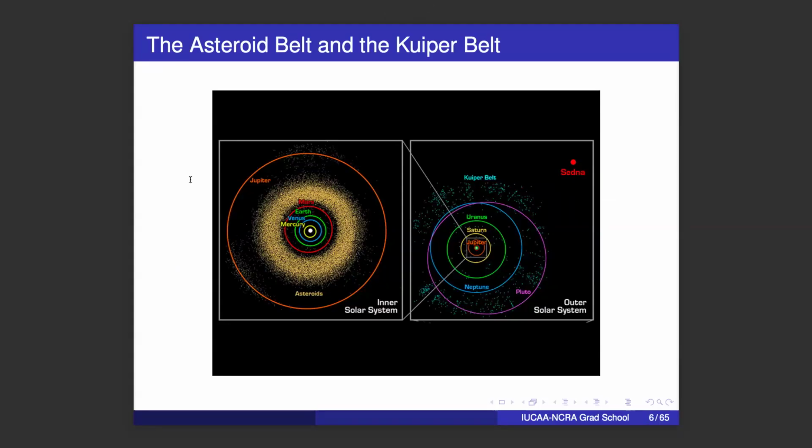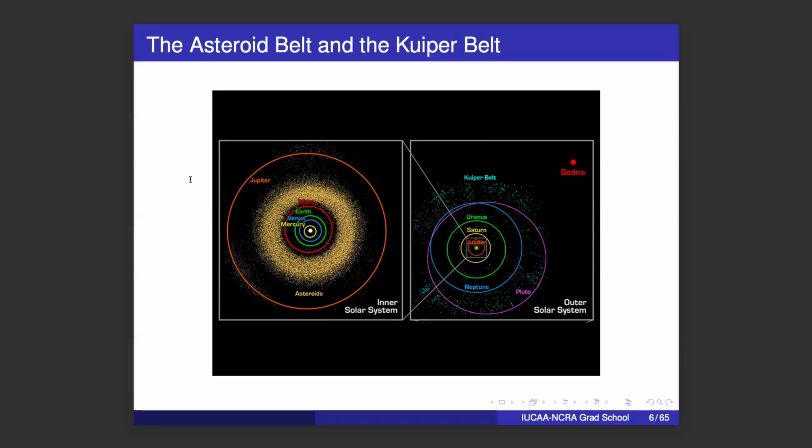Remember that the asteroids have a completely different character relative to the Kuiper belt. They are mostly rocky objects, whereas the Kuiper belt objects are mostly icy objects. So, of course, there are rocky objects also there. Like Pluto is covered with ice, but it is a piece of solid rock.